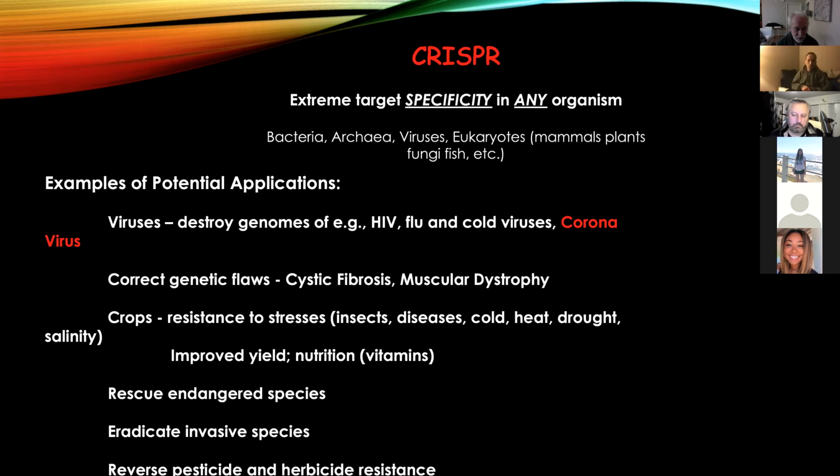So it works on viruses. You can imagine destroying viruses, including coronavirus, using CRISPR. And I know there are pharmaceutical companies working on that. I don't know that there's been any success yet. But you could, in principle, correct genetic flaws, like in cystic fibrosis and muscular dystrophy, or sickle cell anemia. It can be used in crops, in ecosystems, endangered species, and so on. There's almost nothing that you can imagine, in terms of biological variation, that CRISPR won't do.